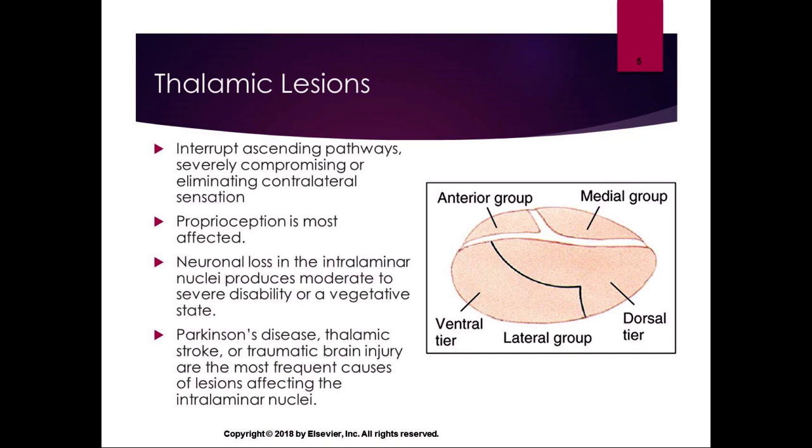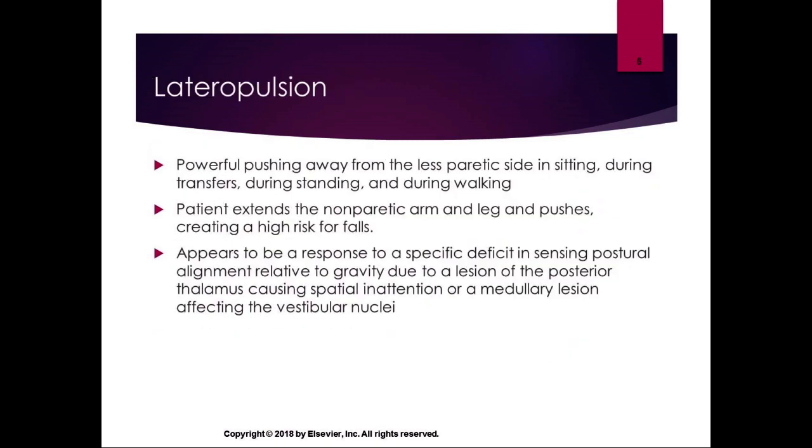In Parkinson's disease, a thalamic stroke, or a traumatic brain injury are the most frequent causes of lesions that affect those intralaminar nuclei and produce those severe disabilities. So one of the disabilities that you'll see from a thalamic stroke is known as lateropulsion, and you will learn more about this in your neurorehab lab in class next quarter, and also what to do if you're working with somebody who has it.